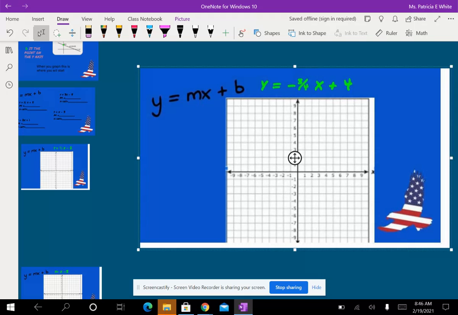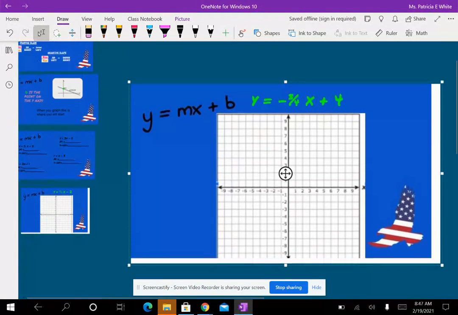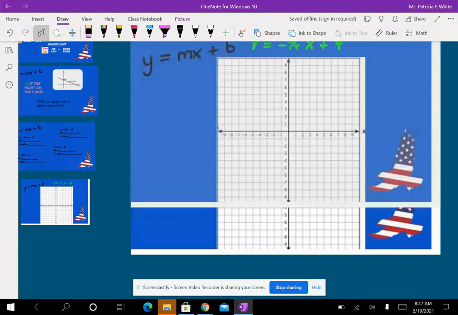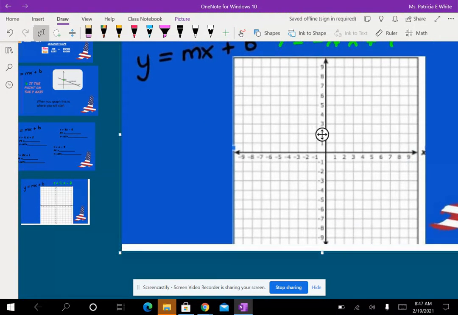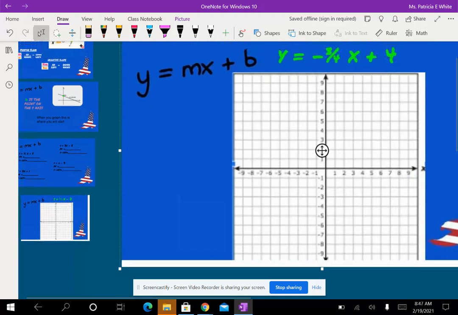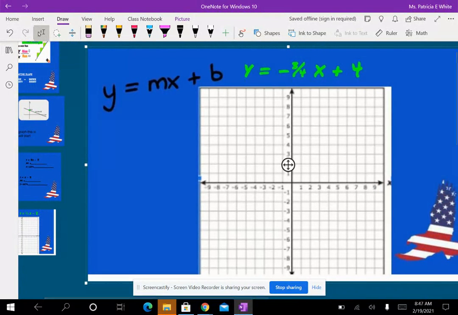Now this time my slope is negative. So I'm going to be using my negative moves, up and left, or down and right. So where am I going to start? At 4. So straight up to 4 on that y-axis, because remember, this is your y-intercept. Anything on the y-axis is considered a y-intercept. So 0, 4, right there.